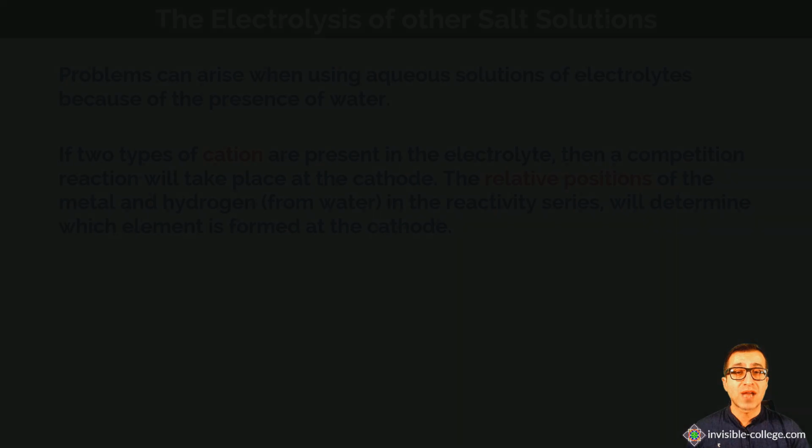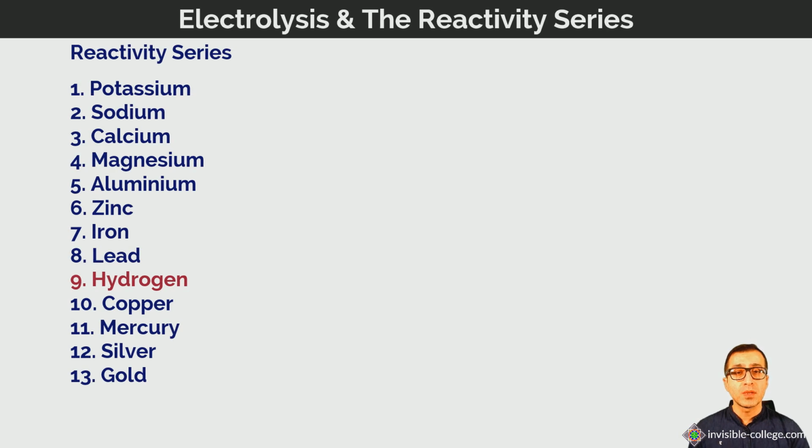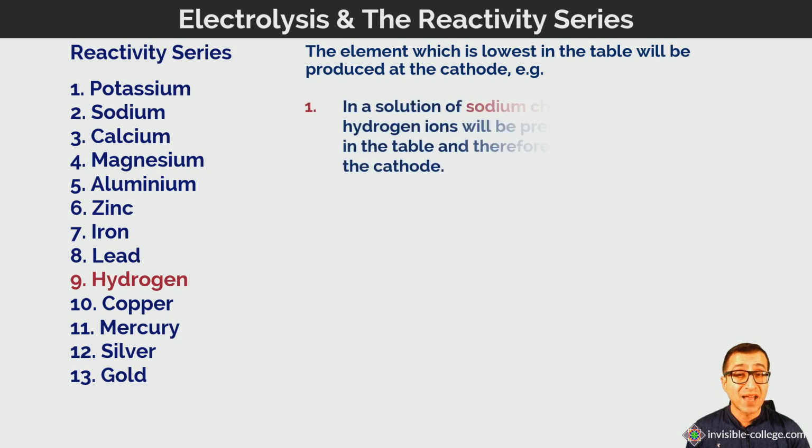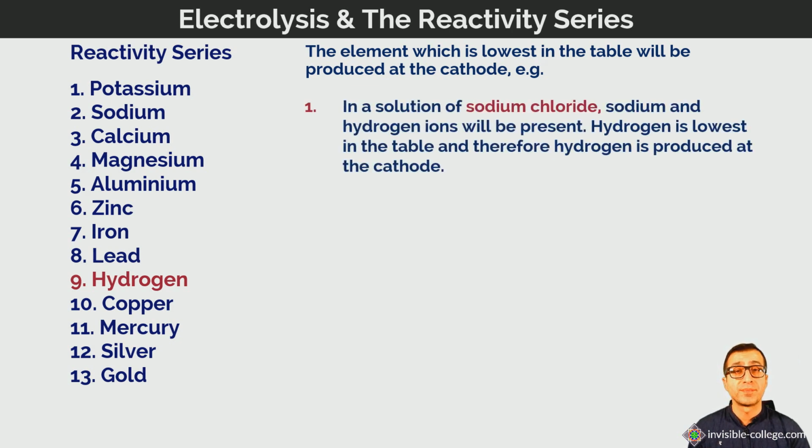So to remind you, here is the reactivity series. So the element which is lowest in the table, lowest in reactivity, is the one that will be produced at the cathode. So as we saw before, in an aqueous solution of sodium chloride, which is being electrolyzed, sodium and hydrogen ions, 2 positively charged ions, will both be present in the electrolyte. But since hydrogen is lower down in the reactivity series than sodium, it is the hydrogen gas which is being produced at the cathode in that electrolysis.